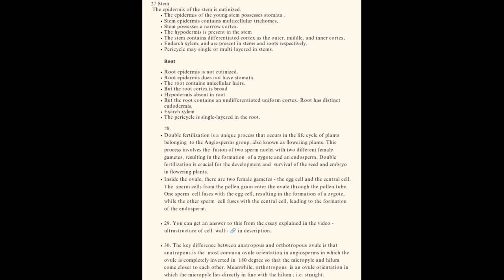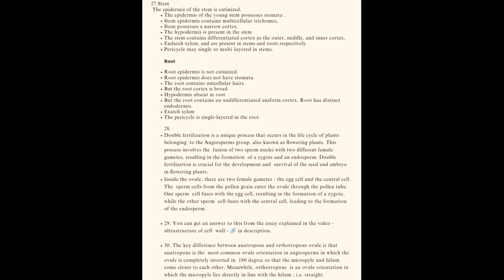28. Double fertilization is a unique process that occurs in the life cycle of plants belonging to the Angiosperms group, also known as flowering plants. This process involves the fusion of two sperm nuclei with two different female gametes, resulting in the formation of a zygote and an endosperm. Double fertilization is crucial for the development and survival of the seed and embryo in flowering plants.